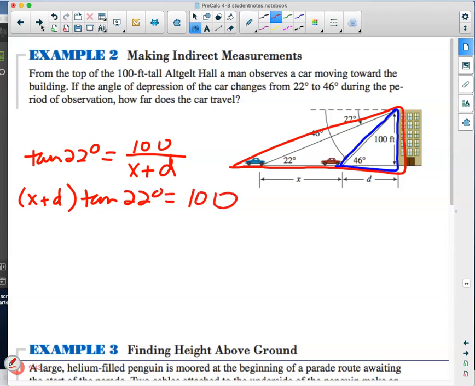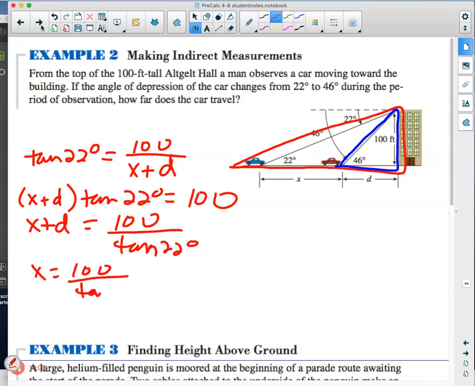And then I'd think about what I'm really trying to get at here. And what I really want is x. So I could divide both sides by the tangent of 22 degrees, and just solve this for x by subtracting d from both sides. Like so. So to find x, I still need to know what d is. It's a good thing I have another triangle. You know, that's the only way I'm going to be able to figure that out.